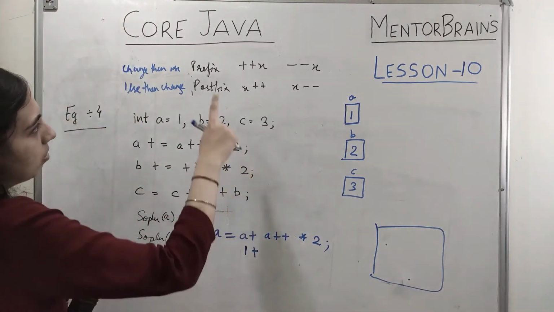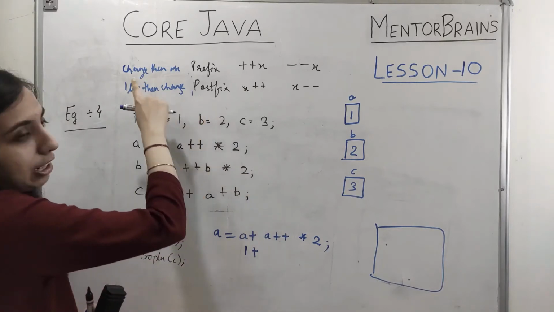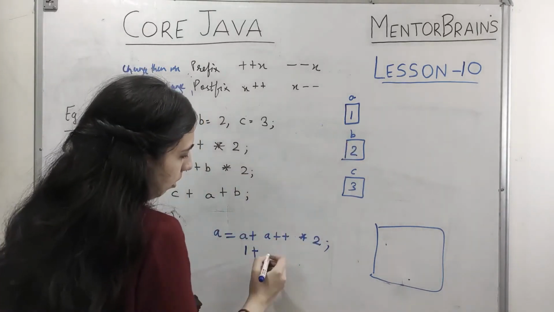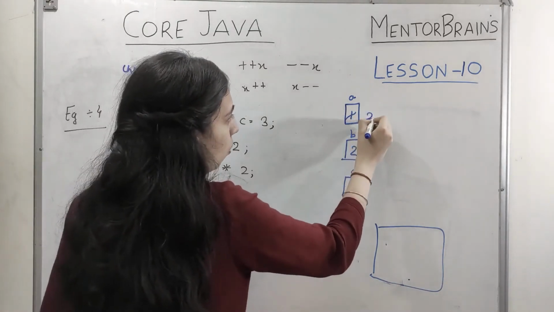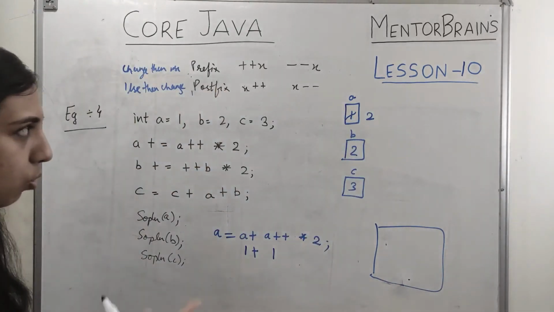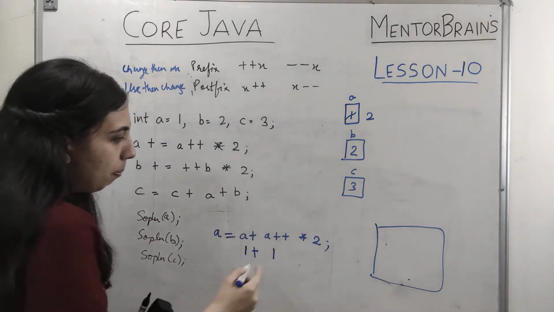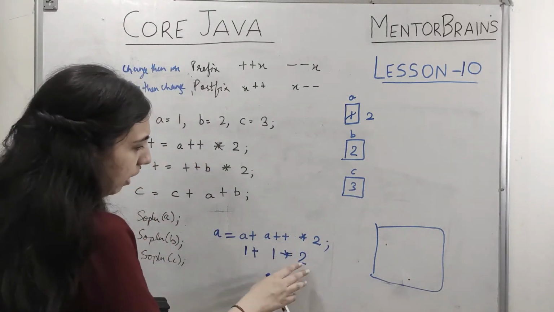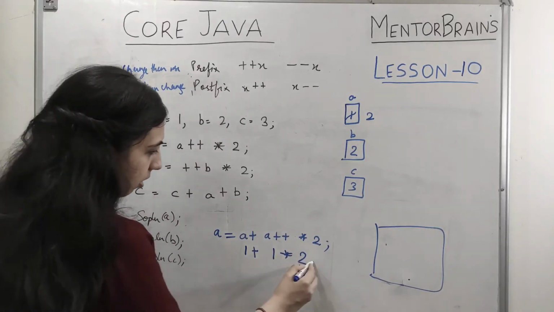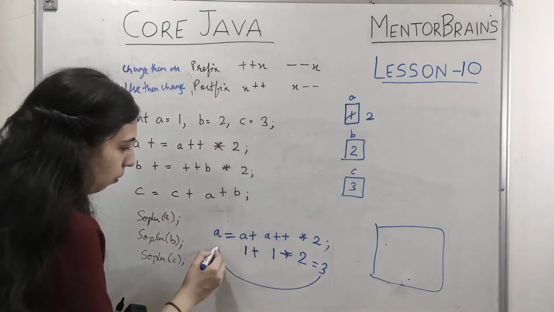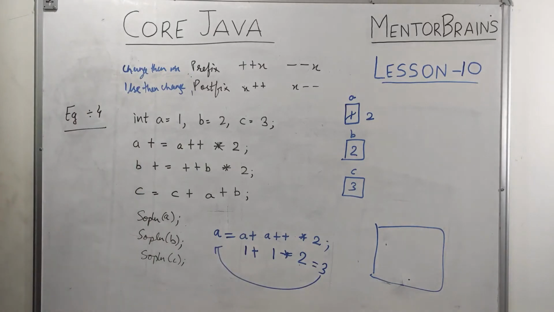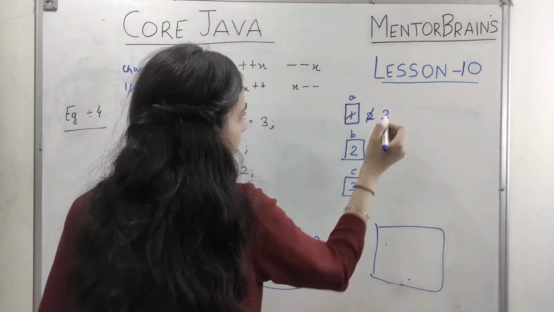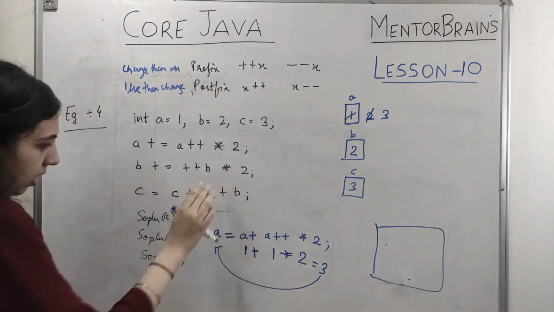Now A plus plus means it's a postfix operator. First I'll use the value and then change it. So I'm using the value 1 and then changing it to 2, incrementing it by 1, so it will be changed to 2. Then multiply sign and then 2. So my new value of A will be 2 plus 1, that is 3, and that 3 will be going into this A. Okay, so this statement, my A is changed to 3. Done.